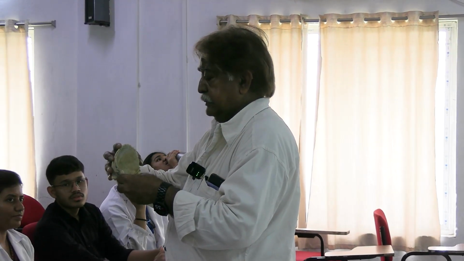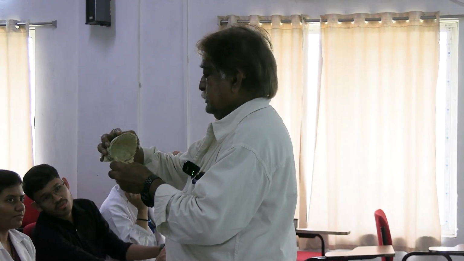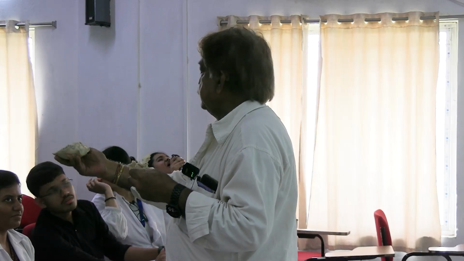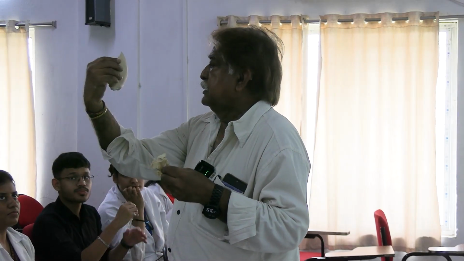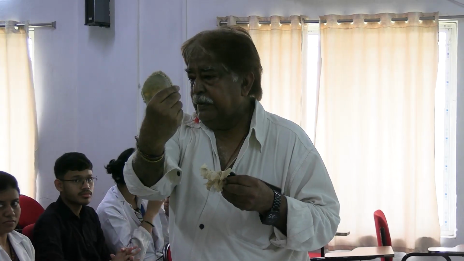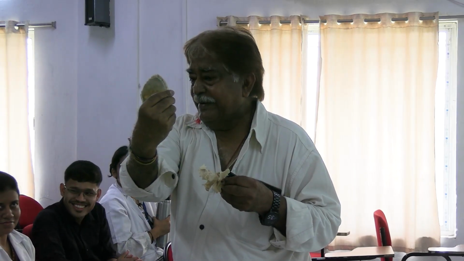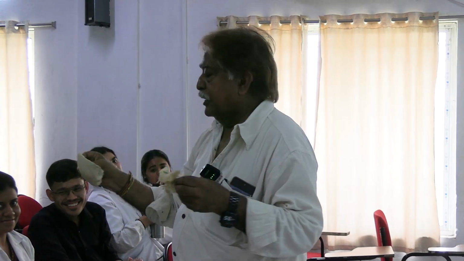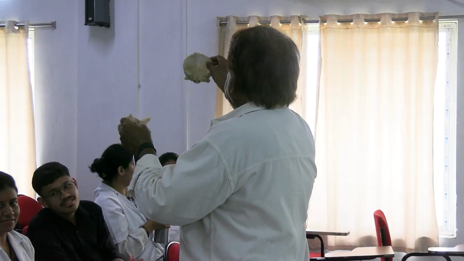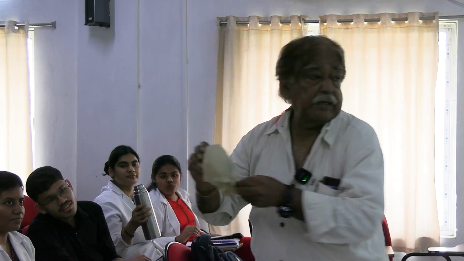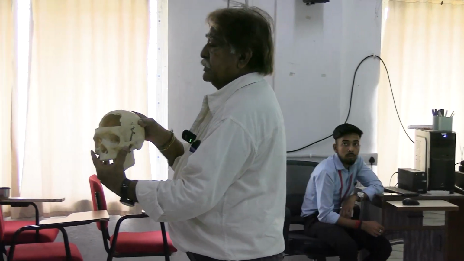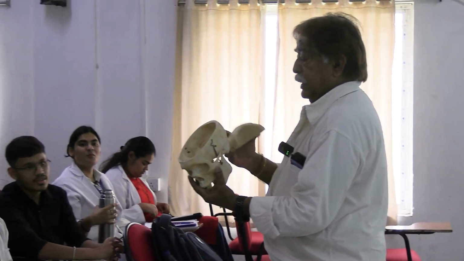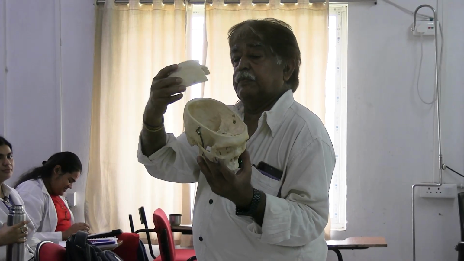This is the frontal bone. Take a look once, then feel it. This is the frontal bone. Okay. Now, this sphenoid, these are the two parietal bones, and a portion of the occipital bone is here.